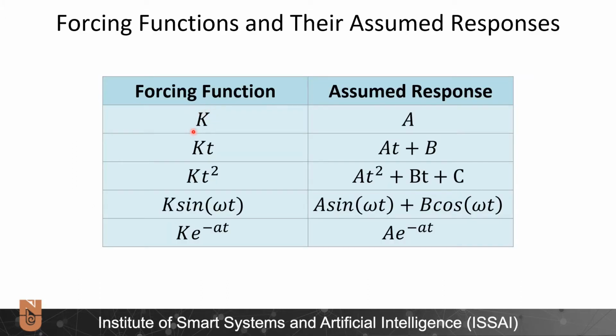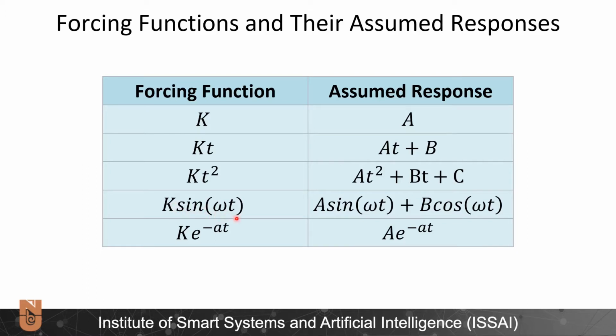For instance, if the forcing function is a constant, the assumed response is a constant as well. If our forcing function is in the form of k times t, the assumed response is in the form of at plus b. We would also have the same type of assumed response if the input were kt plus another constant. For kt squared, the response will be at squared plus bt plus c.